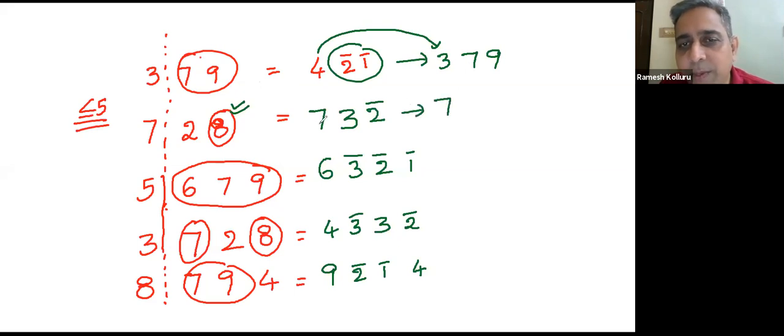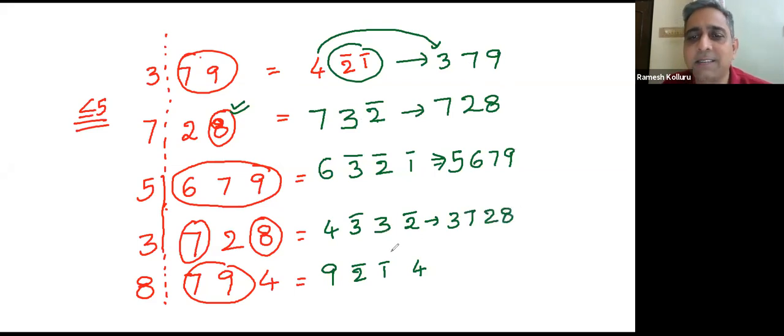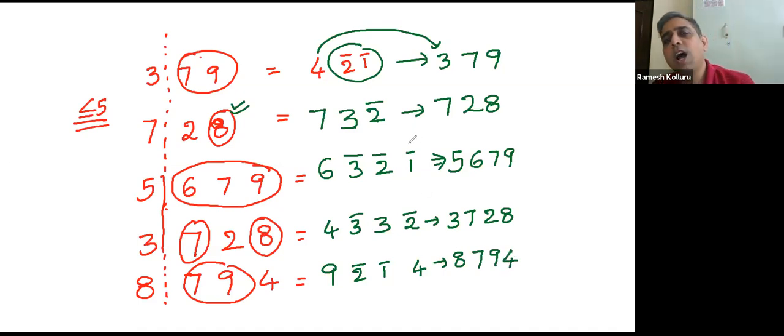Here 7 will be written as it is. The before digit 3 becomes 2, and then 2 bar is 8. Similarly here 6 becomes 5, 321 is 679. In this case 4 becomes 3 and 3 is 7, 3 becomes 2, 2 bar is 8. Here 9 becomes 8, 2 1 bar is 79 and 4 is 4. So this is how to write the negative numbers, Veniculum numbers, and convert back to normal numbers.